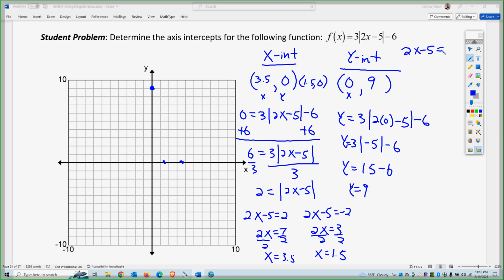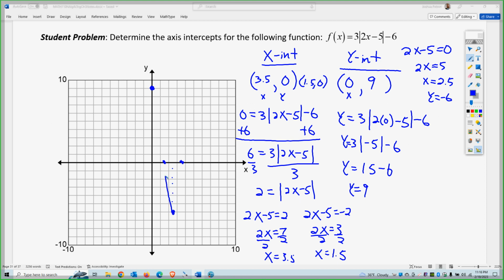All right, now we need our vertex. So 2x minus 5 equals 0. 2x equals 5. So x equals 2.5, and our y value is negative 6. So we go over 2.5 and down 6. 1, 2, 3, 4, 5, 1, 2, 3, 4, 5, 6.